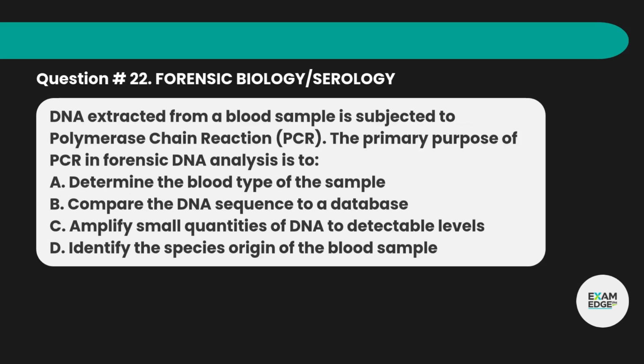Question number 22. Forensic biology, serology. DNA extracted from a blood sample is subjected to polymerase chain reaction, PCR. The primary purpose of PCR in forensic DNA analysis is to A. Determine the blood type of the sample. B. Compare the DNA sequence to a database. C. Amplify small quantities of DNA to detectable levels. D. Identify the species origin of the blood sample.